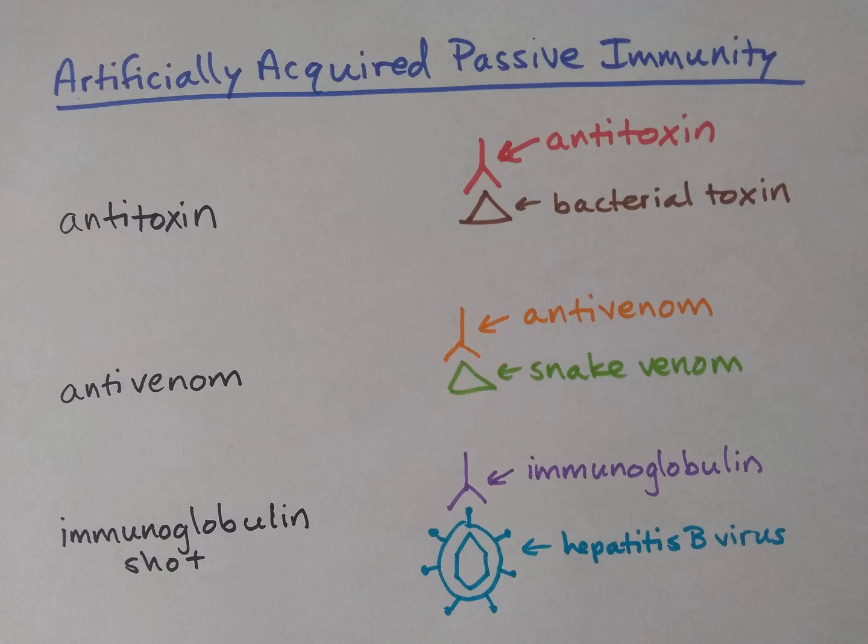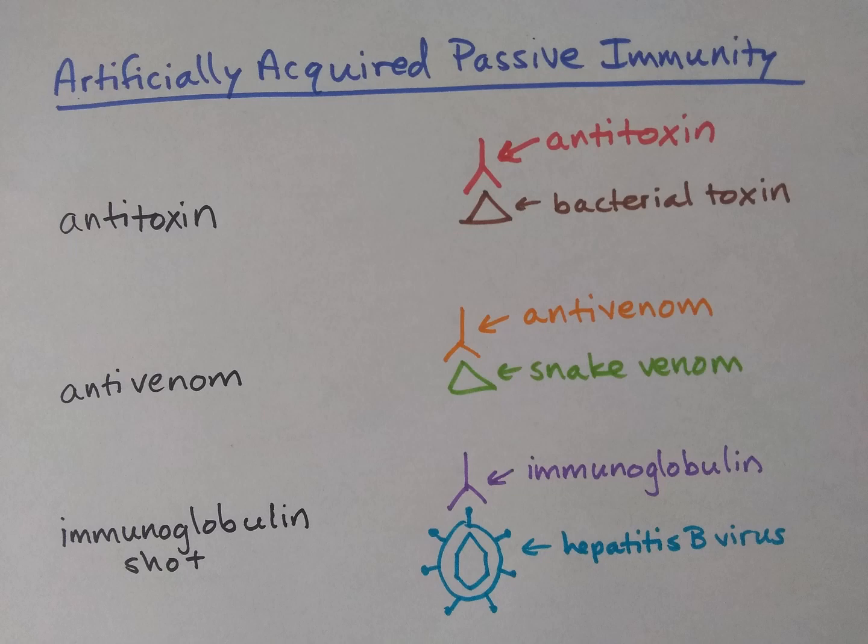So maybe you got bit by a rattlesnake and went to the ER. They would inject you with antibodies called antivenom that will bind to the snake venom and prevent the snake venom from causing further problems for you. And then the last example of artificially acquired passive immunity would be an immunoglobulin shot.